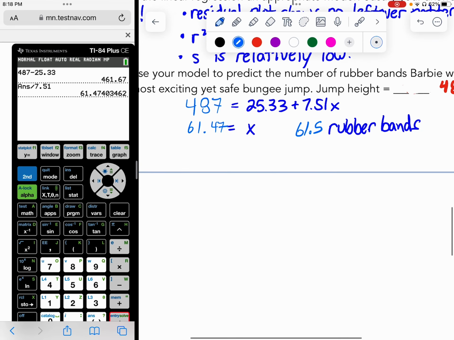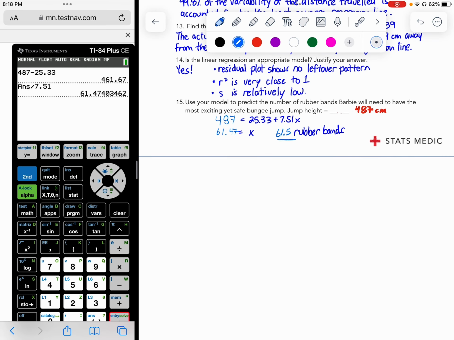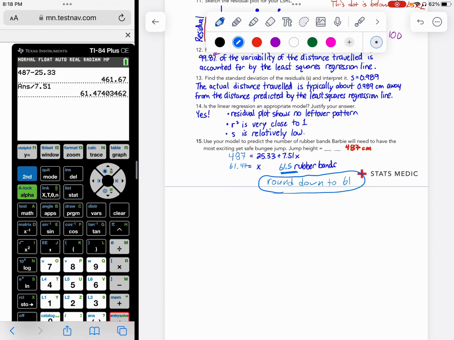Oh man, the moment of truth. Be careful. Do we want to add or round up or round down? I would round down for safety, right? You add up to 62 and she might hit her head. So this is where you have to try to count out 61 rubber bands right now, tie them to her, and then drop her. I'd like you to record this slow-mo so we can see what happened to Barbie. Good luck, Barbie. I hope you survive. I'm so nervous.